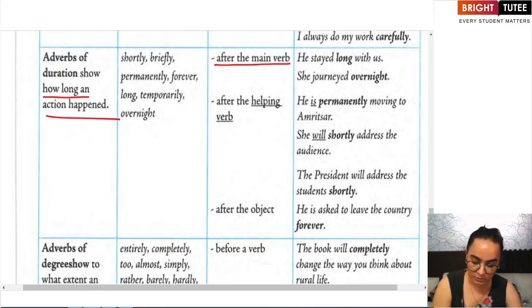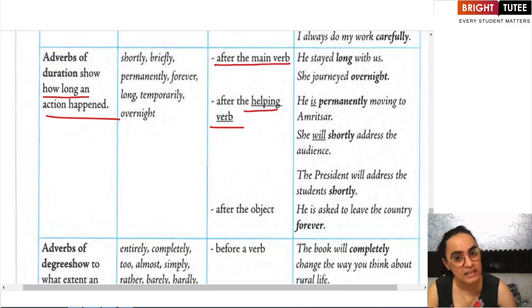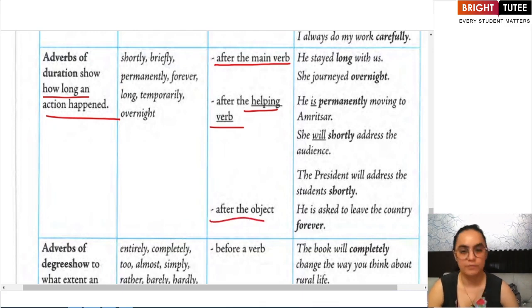Or it is used after the helping verb. He is permanently moving to Amritsar. She will shortly come to live with us. Or it is used after the object. He is asked to leave the country forever. She has decided to help her friend all the time. So it can be used after the object as well.